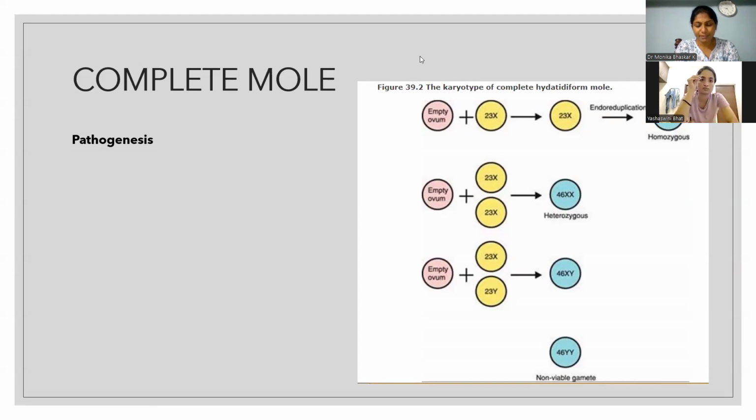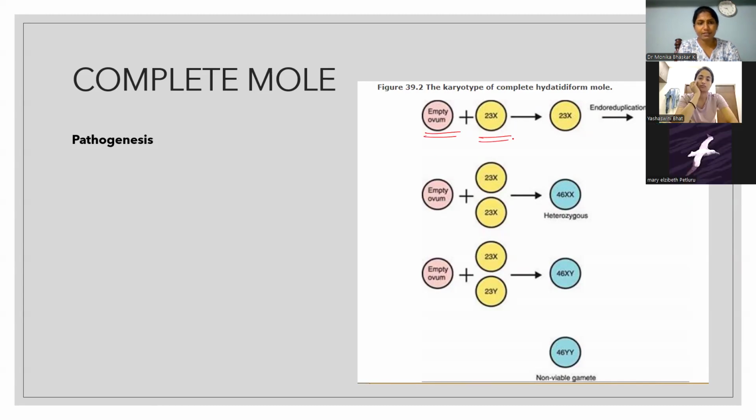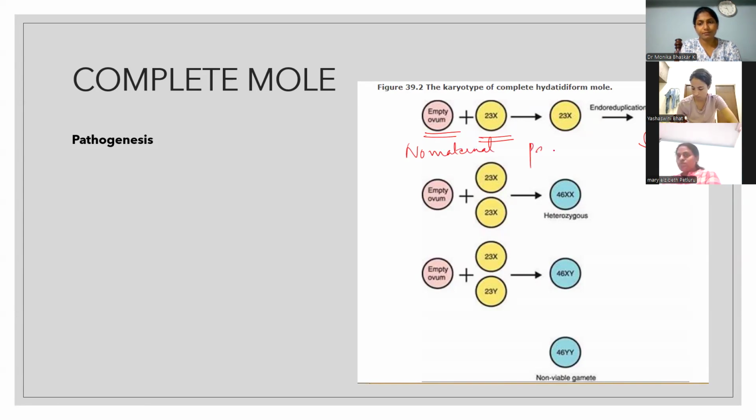So we have to mainly understand that there will be an empty ovum. If this empty ovum is fertilized with a single sperm, and there is endoduplication of this sperm, it leads to 46XX. So there is no maternal genome. There is a completely paternal contribution. The genetic material from this sperm will undergo endoduplication, and it will result in a homozygous molar pregnancy. So this will be one of the important pathologies behind development of complete mole.